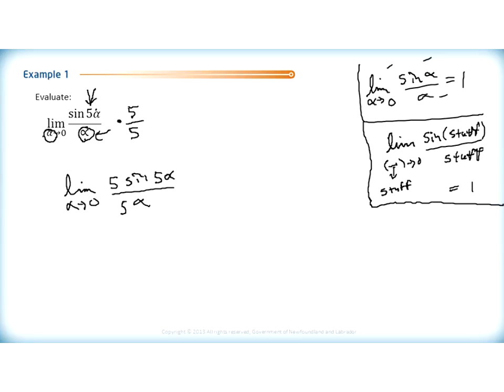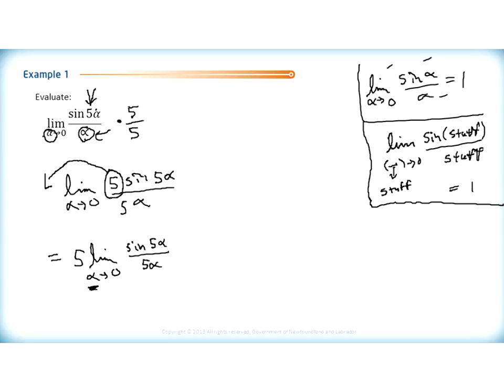Now, one of the limit laws that we should remember is that with the limit of a constant multiple of a function, we're allowed to take that constant multiple and pop it outside in front of the limit. So I can rewrite this as 5 times the limit as alpha approaches 0 of sine of 5 alpha divided by 5 alpha. Now we're close, except for this bit.